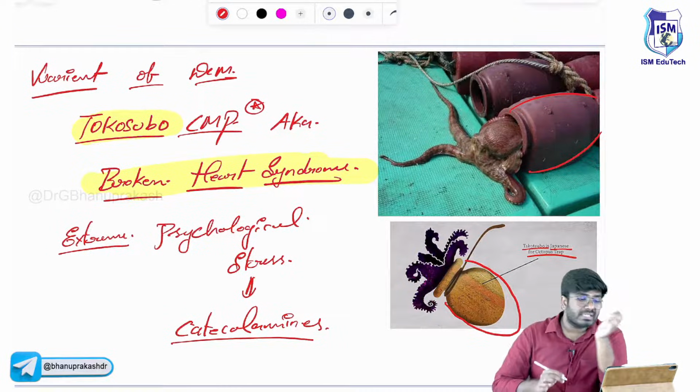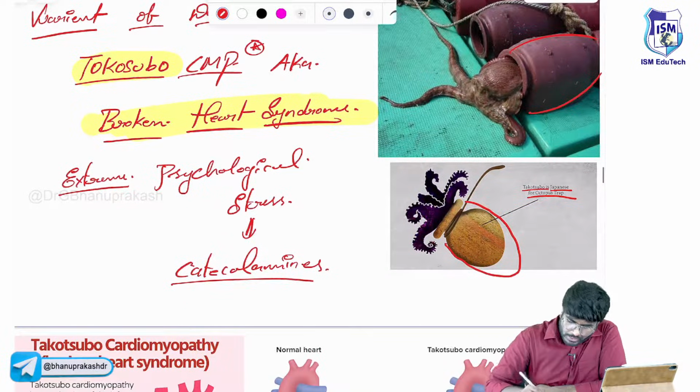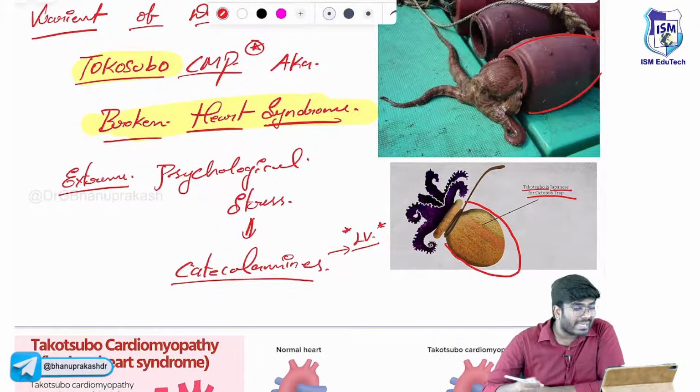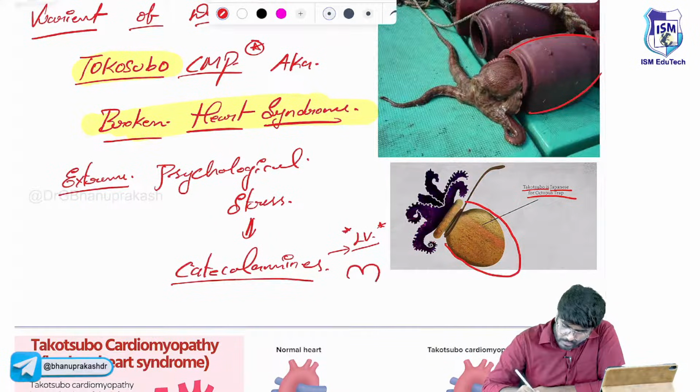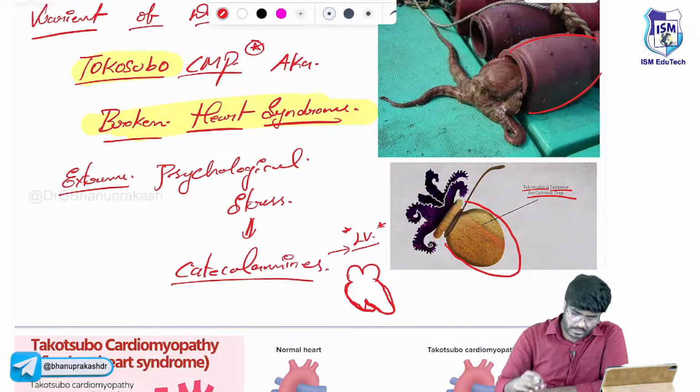Okay, so now these catecholamines are going to act on the heart. Now they are going to act on the left ventricle. Under the influence of these catecholamines, the heart cavity changes. Now look, this is how a normal heart looks. But in this condition, the left ventricular cavity is going to dilate like a Takotsubo. Okay, like this, a Takotsubo.